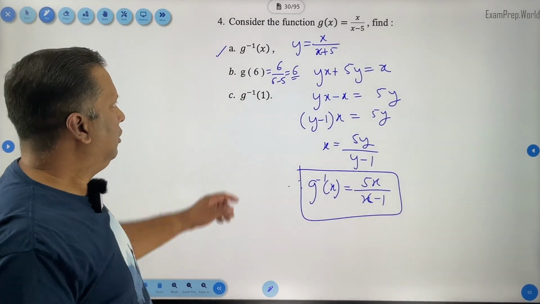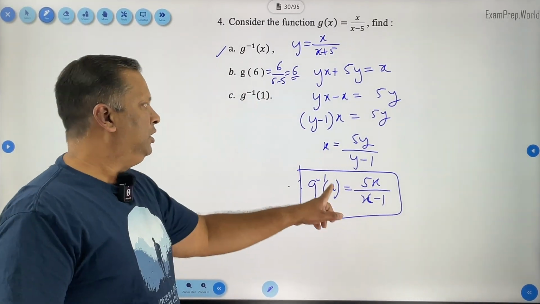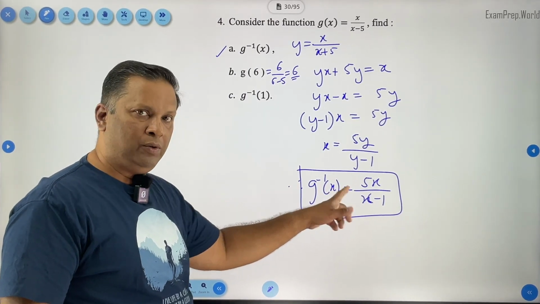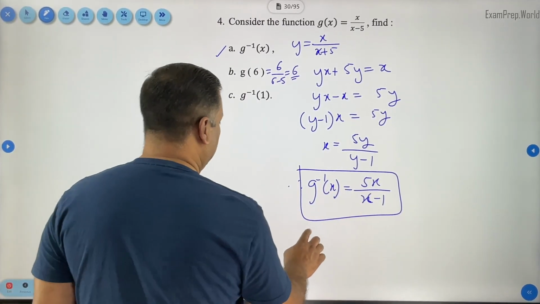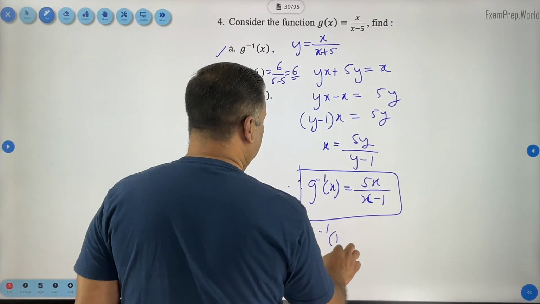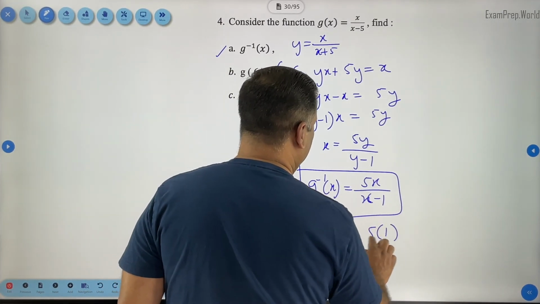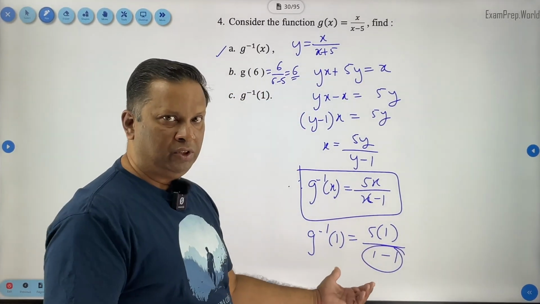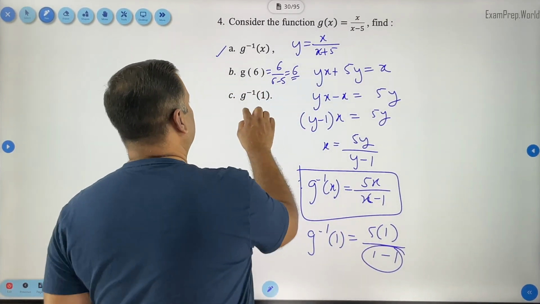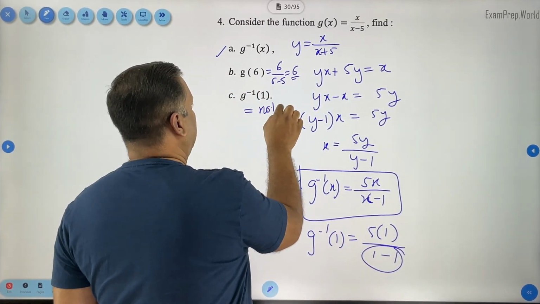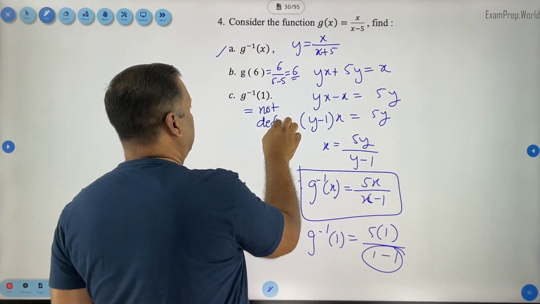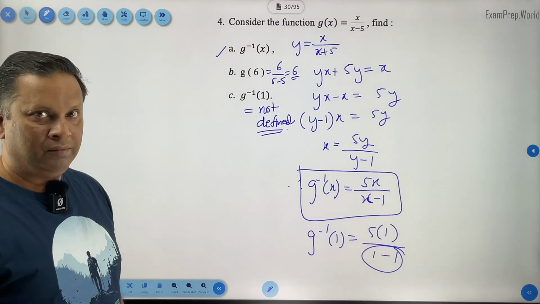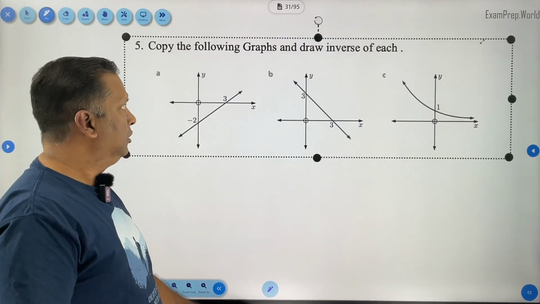Okay. Now g inverse of 1. So in this function we have to put x equal to 1 and see what's the value. So g inverse of 1 is 5 times 1 by 1 minus 1. The 1 minus 1 is 0, so this is not defined. So we say not defined. Okay, easy. Let's see what is the next.